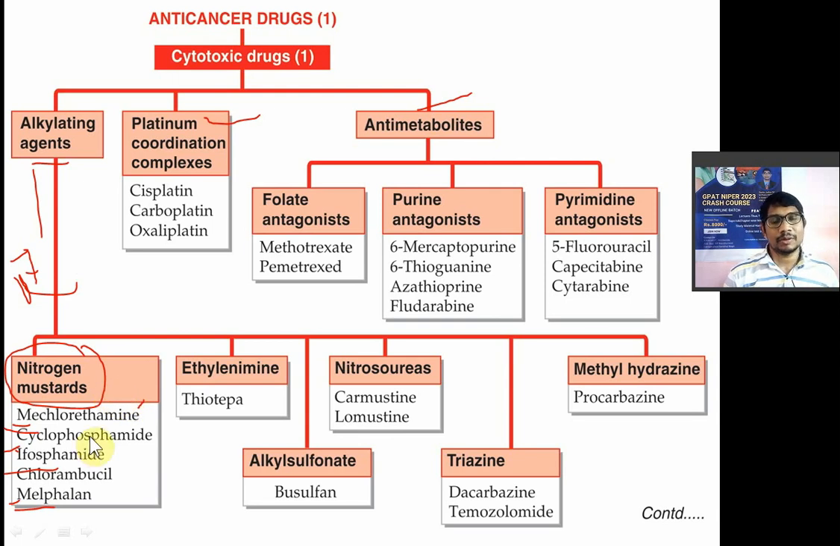Cyclophosphamide, along with the common adverse effects, has one important adverse effect known as hemorrhagic cystitis. So that is treated by using mesna. If there is hemorrhagic cystitis, then mesna is its antidote.